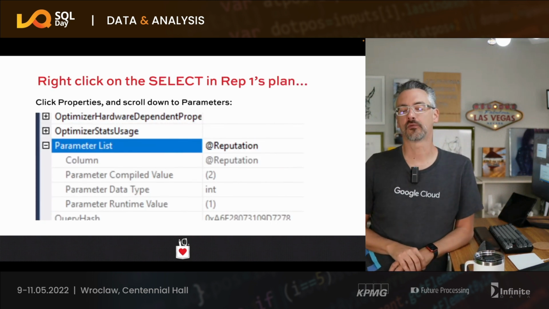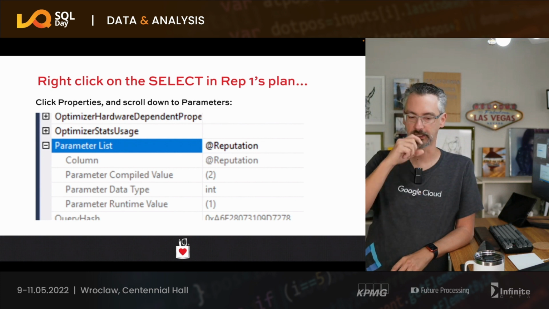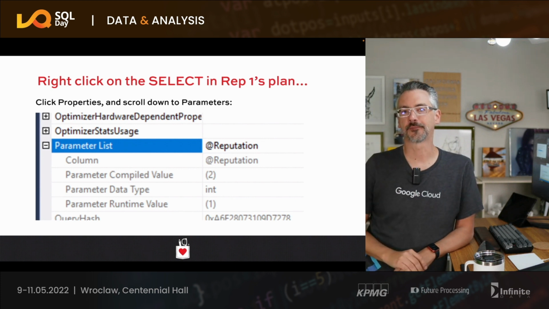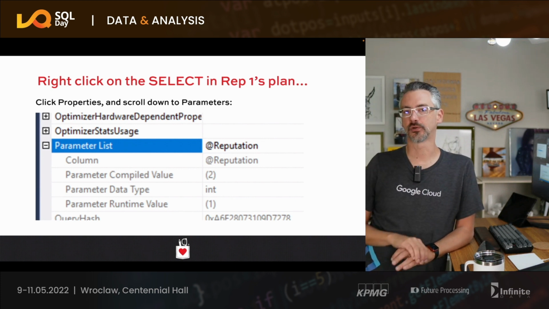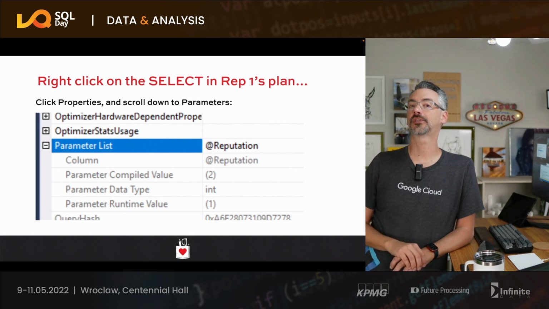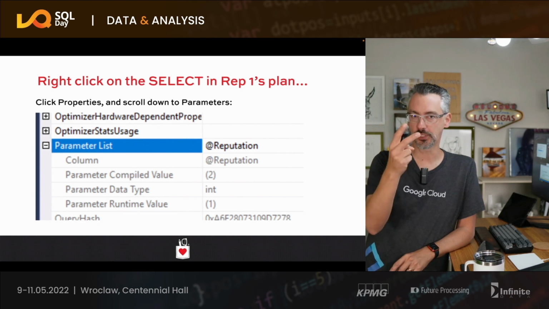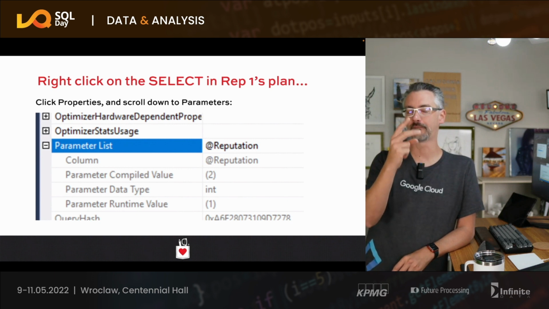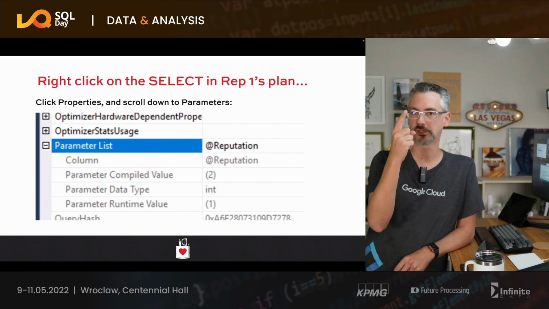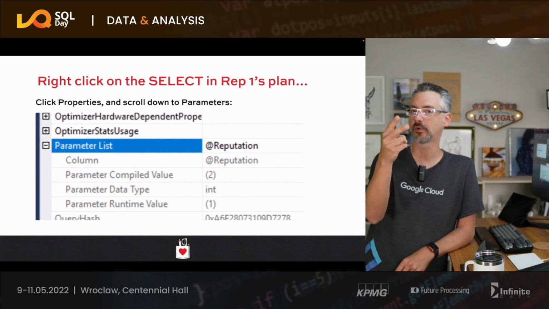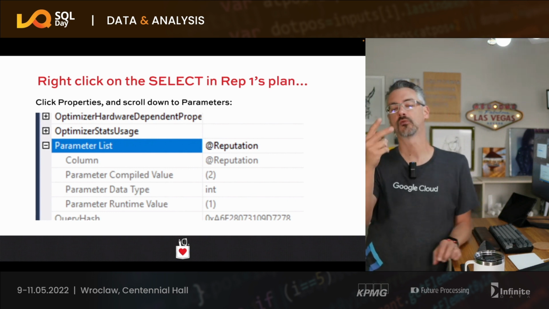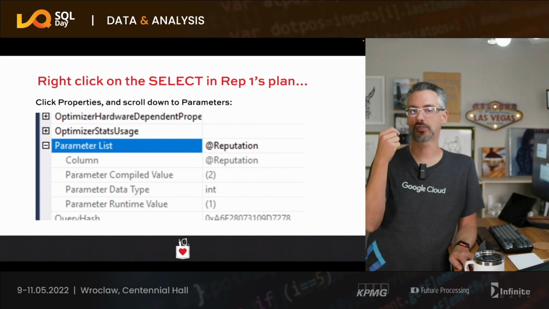To understand why, right-click on the select for reputation equals 2, or 1, the second query in the list. Choose properties, and then go look over in the parameters list. This query plan was compiled for reputation equals 2. The current runtime is reputation equals 1. So this query plan might work well for reputation equals 2, but it's being reused for reputation equals 1.